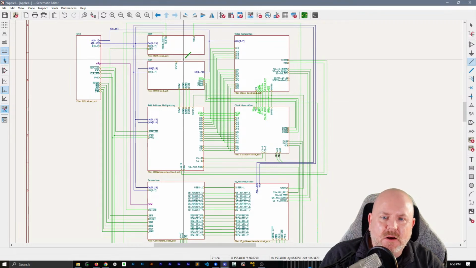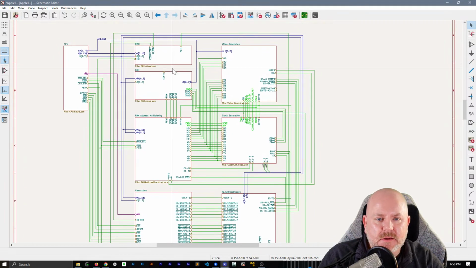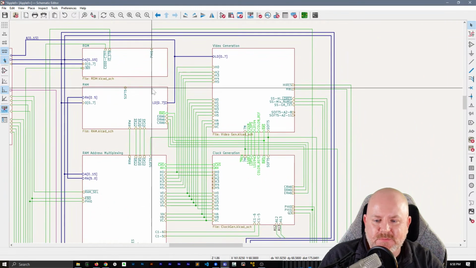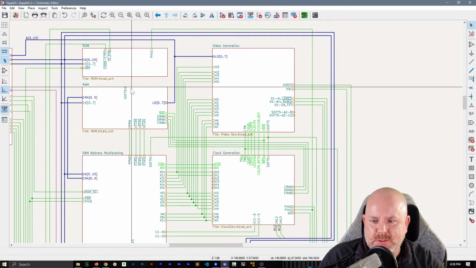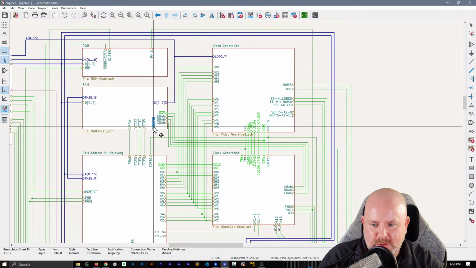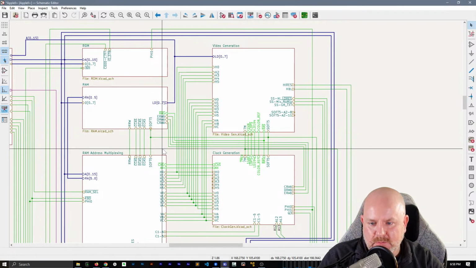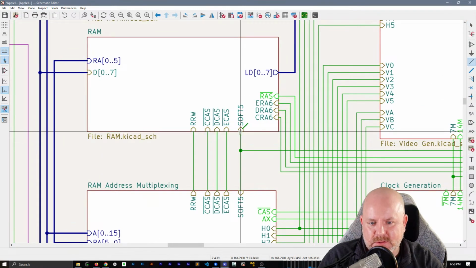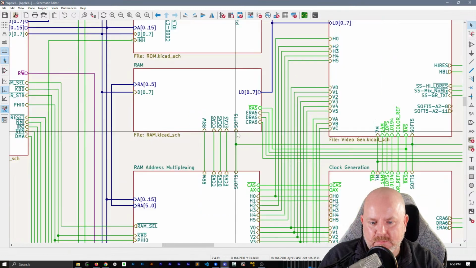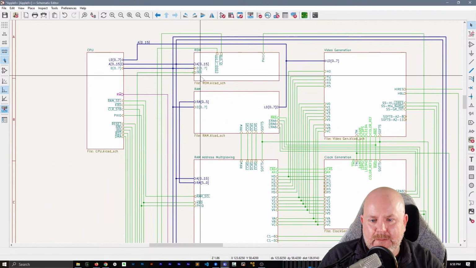Soft 5. Oh, you're killing me. This signal is my least favorite signal in the entire Apple II design. Whatever it is. Maybe that's what I'll go look up tonight. What the hell is soft 5? Oh.